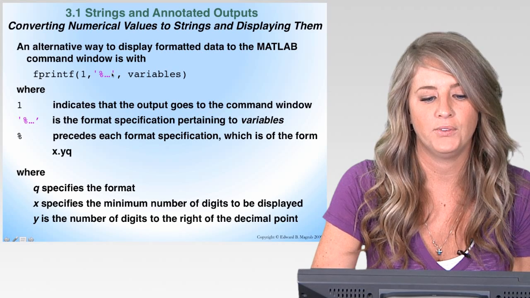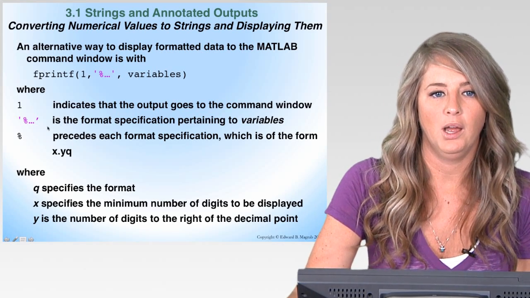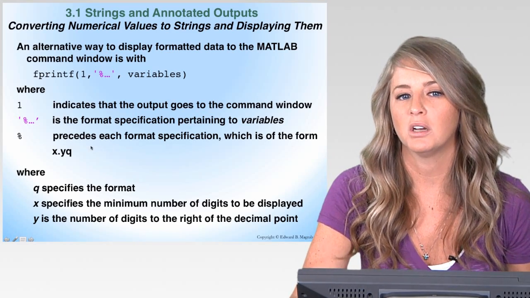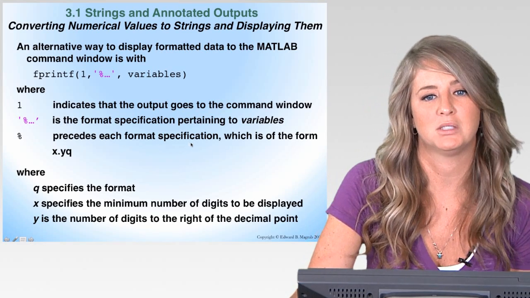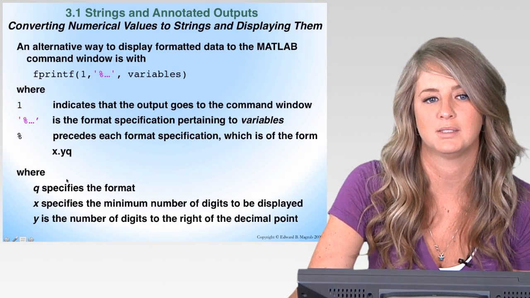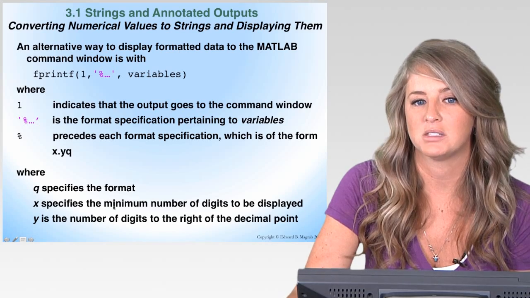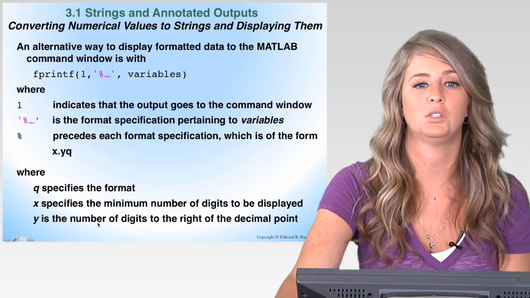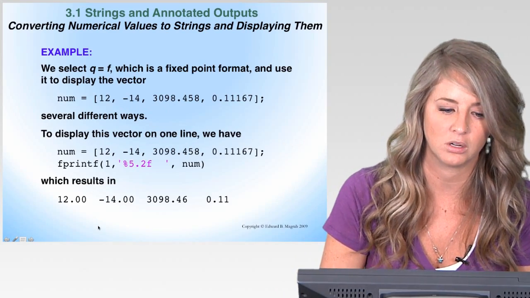It does need to go in the single quotation marks, and then you'll have your variables. So again, the percent is the specific formatting that you want to use for the variables, and percent precedes each format specification, which is of the form %x.yq. So what does that mean? We know that q specifies the format, x specifies the minimum number of digits to be displayed, and y is the number of digits to the right of the decimal point. So let's look at examples so we can see what all of this means.